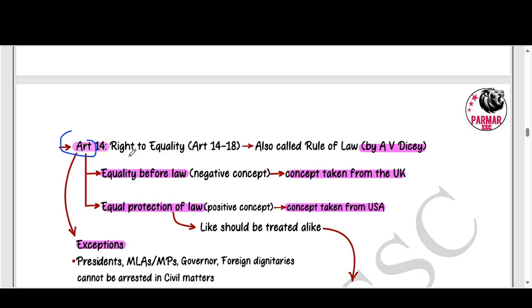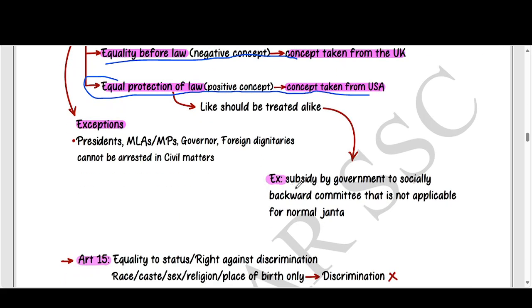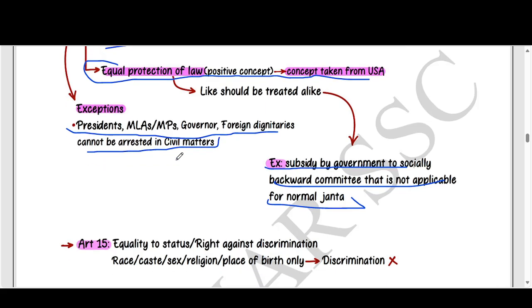Article 14, the right to equality, is also called the rule of law by A.V. Dicey. Equality before law is a negative concept taken from the UK. Equal protection of the laws is a positive concept taken from the USA. Like should be treated alike. Subsidy by the government to socially backward communities is not applicable to the normal public. Exceptions: the President, MLAs, MPs, Governors, and foreign dignitaries cannot be arrested in civil matters.